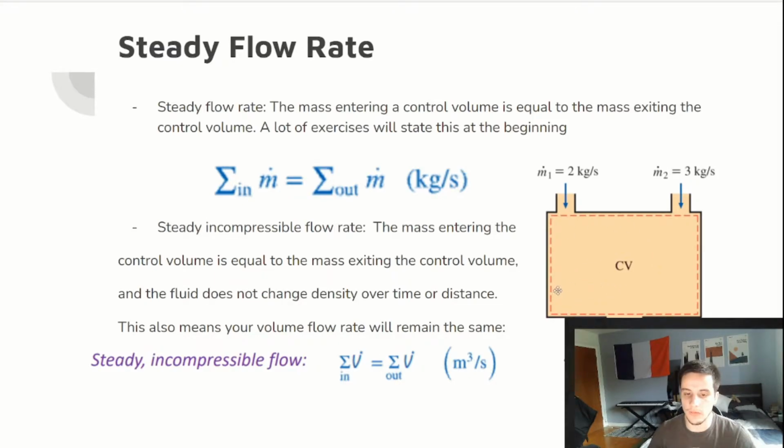So the volume of water is the same throughout this control volume. And this pretty much means, just like with steady flow rate, where you equate the mass flow rate going in to the mass flow rate going out, it is also true for steady incompressible flow, where you just replace mass flow rate with volumetric flow rate. So the volumetric flow rate going into the control volume is the same as the volumetric flow rate going out.